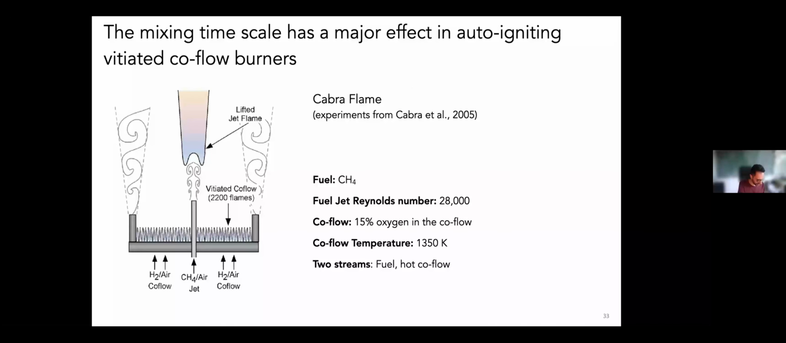We then moved on and also applied this model to other flames which are characterized by shear flows. One such flame is the Cabra flame, where you actually have two fuels. We focused on CH4. The Reynolds number of the fuel jet is higher here. The co-flow oxygen is not very low, about 15%, so it's not exactly mild. It's a vitiated co-flow. The co-flow temperature is similar to the Adelaide jet in hot co-flow, 1350 Kelvin. And you have two streams, a fuel and a hot co-flow.